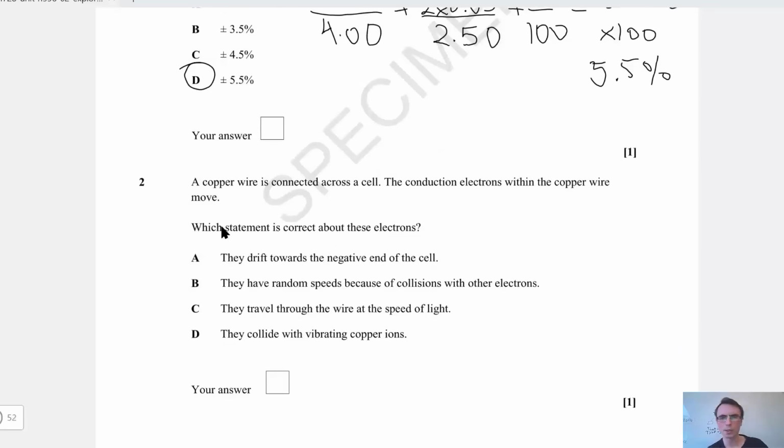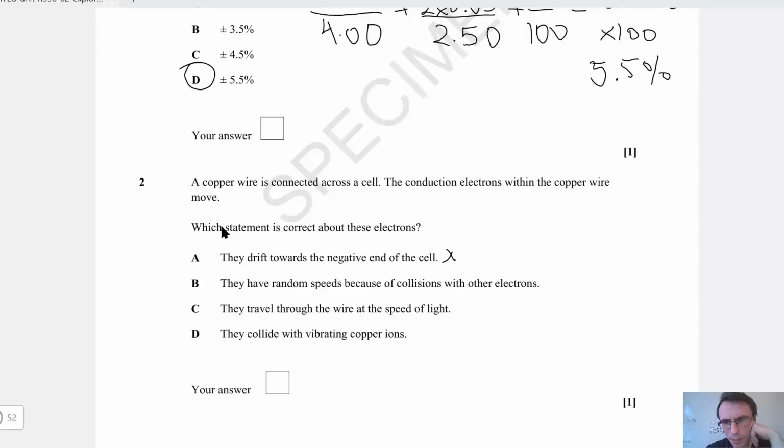A copper wire is connected across the cell. The conducting electrons within the copper wire move. Which statement is correct about these electrons? They drift towards the negative end of the cell. This is not true. They're going to drift towards the positive end. They have random speeds because of collisions with other electrons.